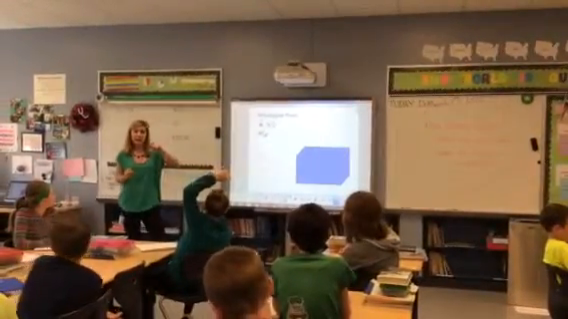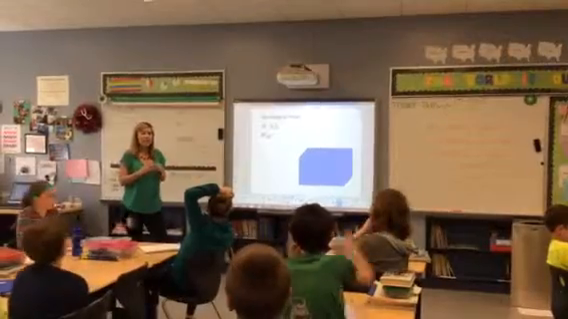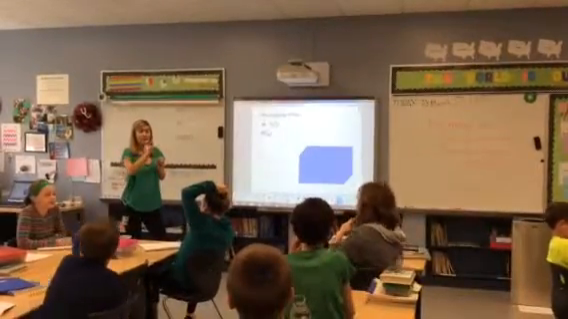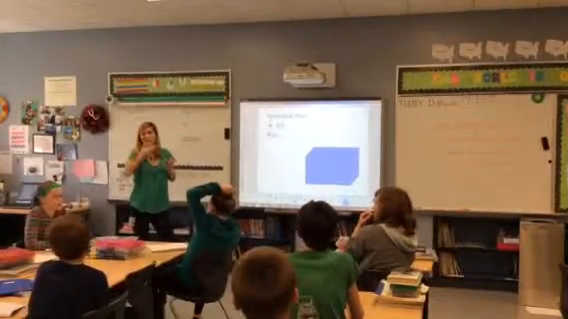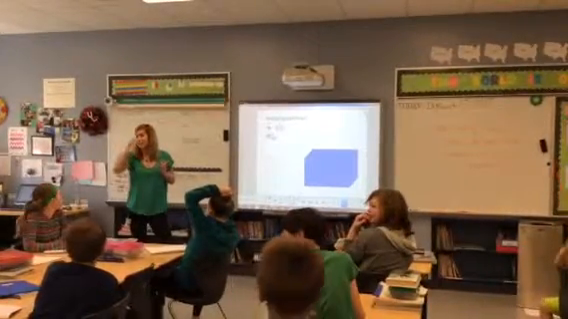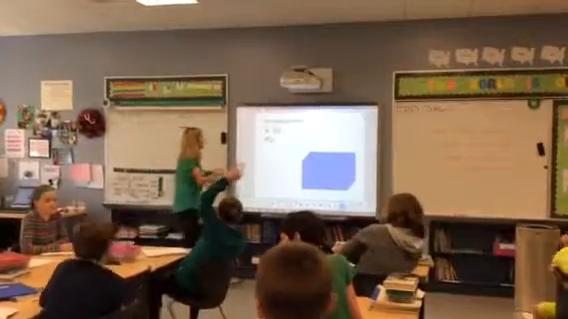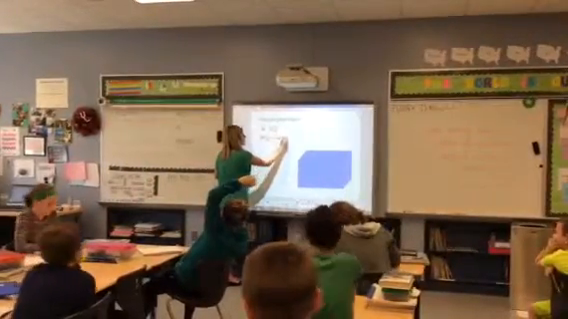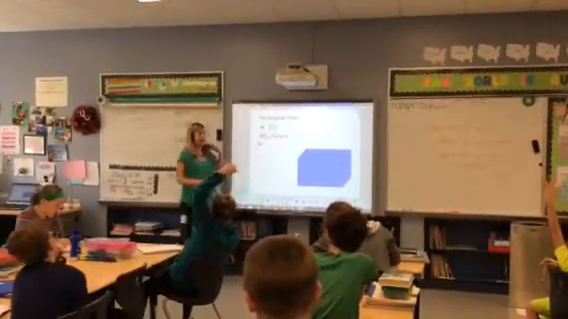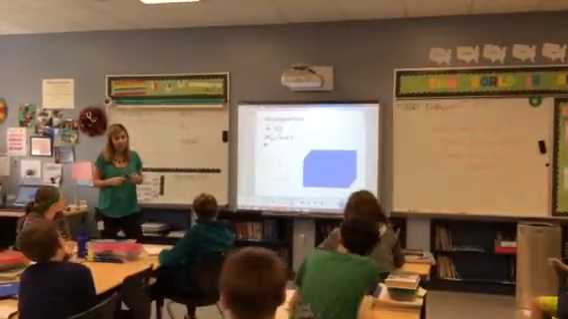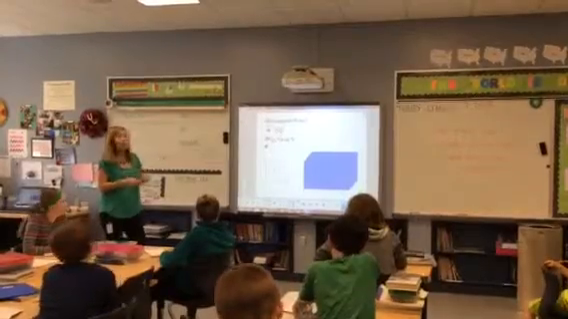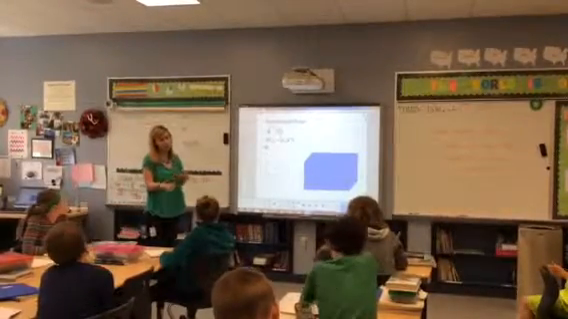What do we call those sides? They're not sides. Calvin? Brooklyn? Edges. Not edges. Faces. Oh, faces. Okay, it has 6 faces. Anything else? Kayla? It's longer than a square. Okay. A rectangular prism could be a rectangular square though.